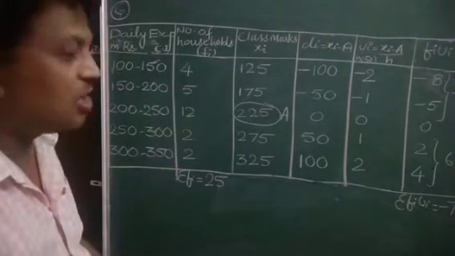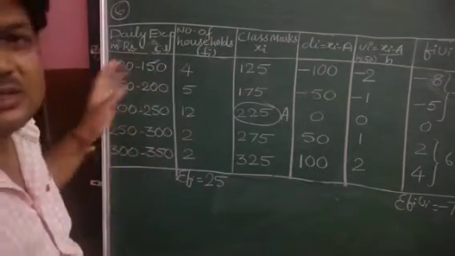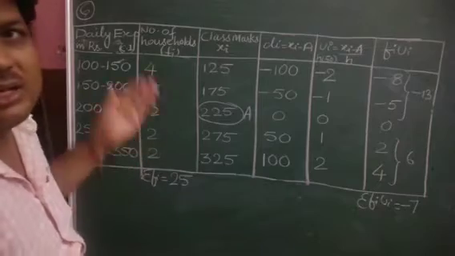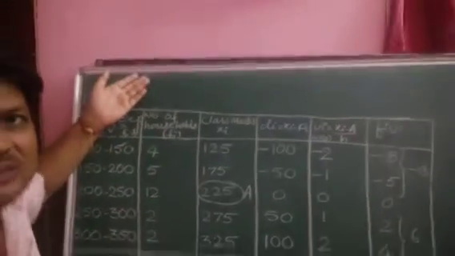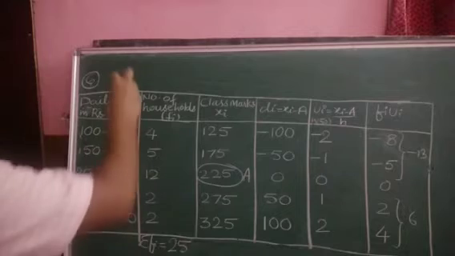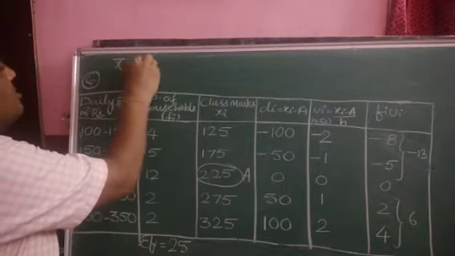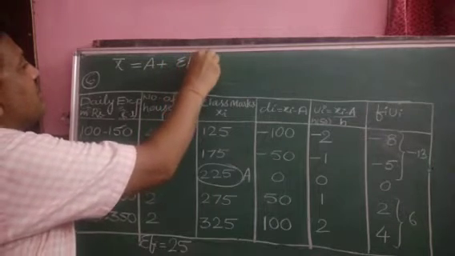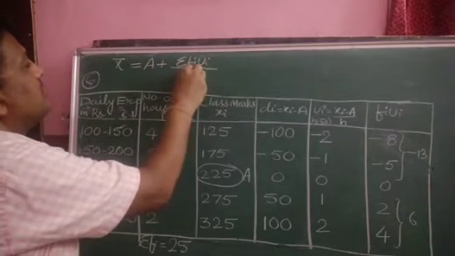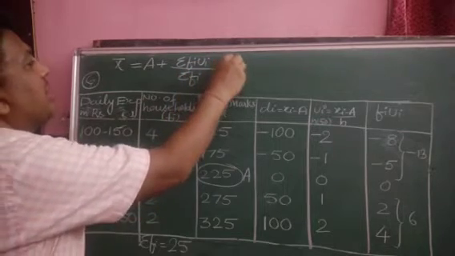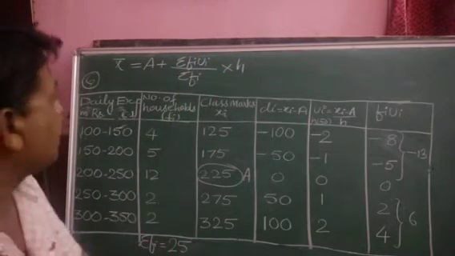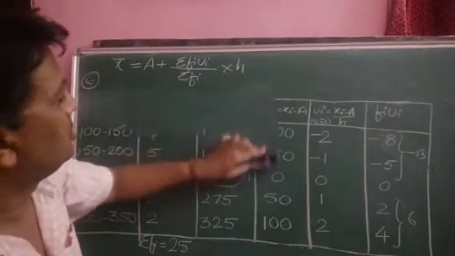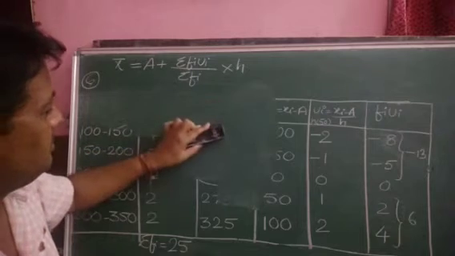Now you have to put in the formula. Okay children, did you understand this? After this, normally we have to put in the formula. Can I do it at the top here? Some space is there. Okay, so what is the formula? x bar is equal to a plus (sigma fi ui upon sigma fi) into h. This is the formula, children, and I am going to rub this out because we have to do the calculation.